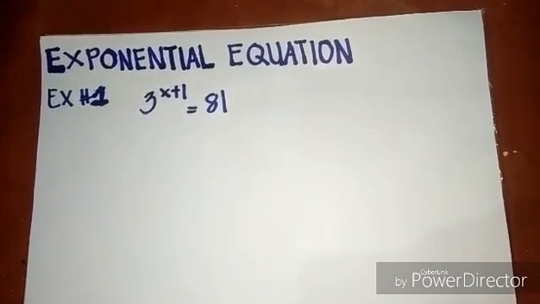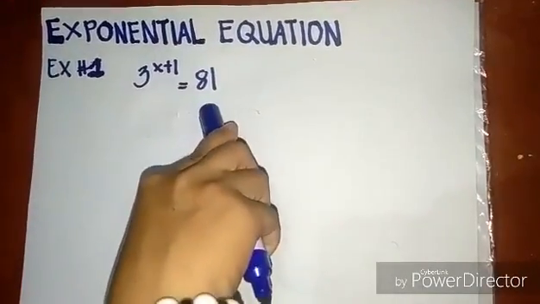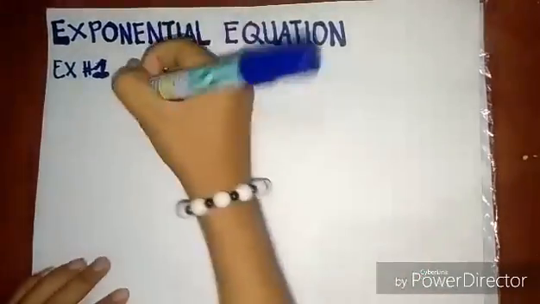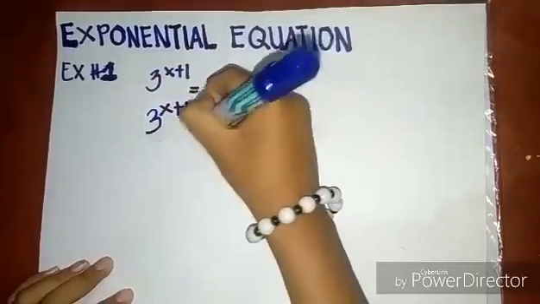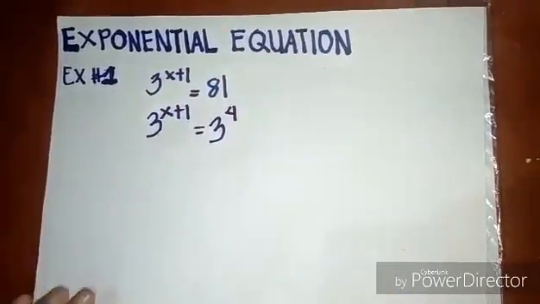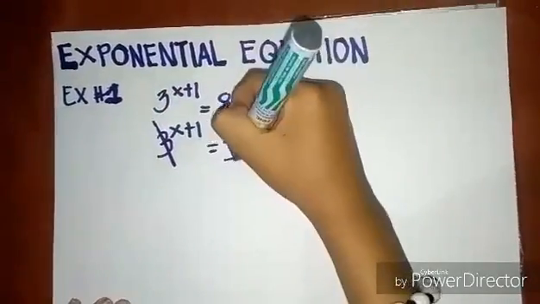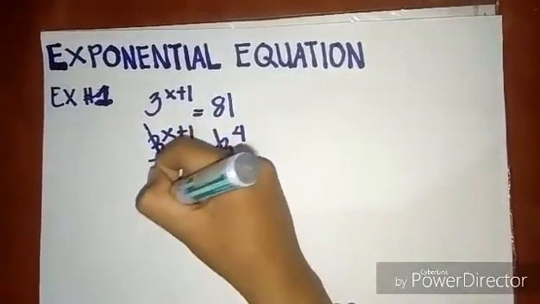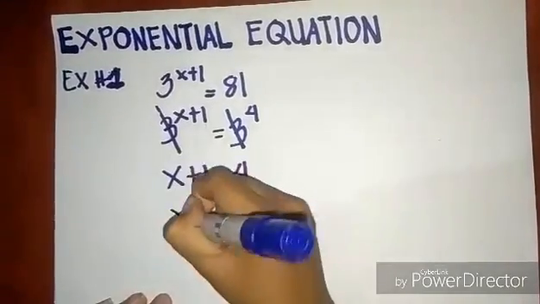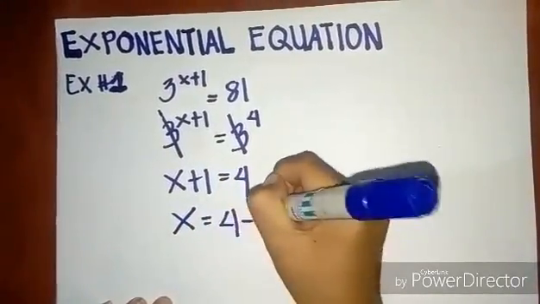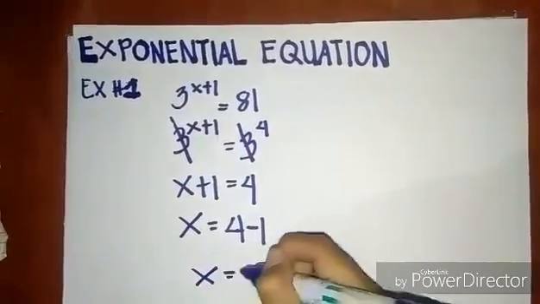Example number 1. 3 raised to x plus 1 equals 81. Express 81 as a power of 3. So, 3 raised to x plus 1 equals 3 to the power of 4. By the property of exponential equation, cancel both 3. So, x plus 1 equals 4. So, x equals 4 minus 1, which equals 3. So, x equals 3.